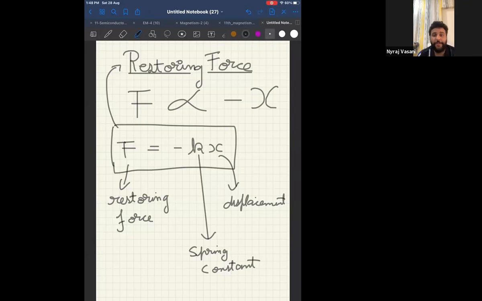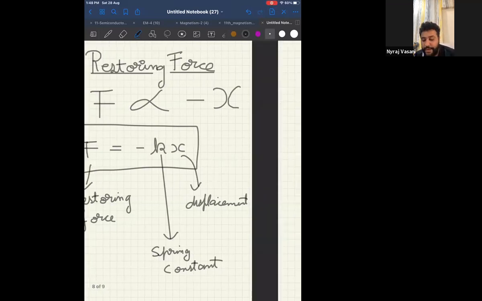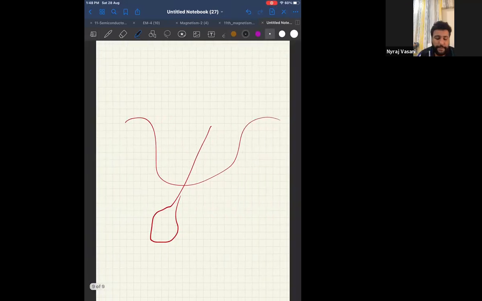Tell me how many of you understood. Put your answer in the message. Yes or no? Understood? The unit of spring constant is Newton per meter. Okay, most of you have understood. Now let me come to the topic.